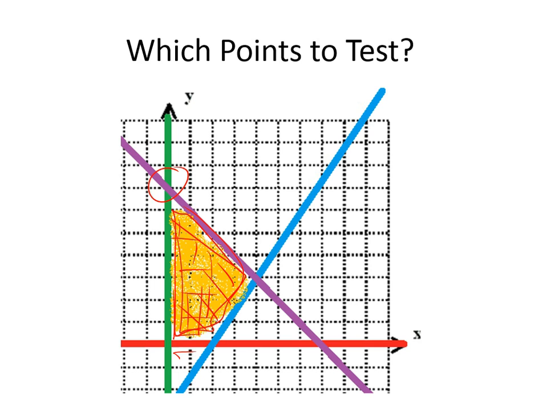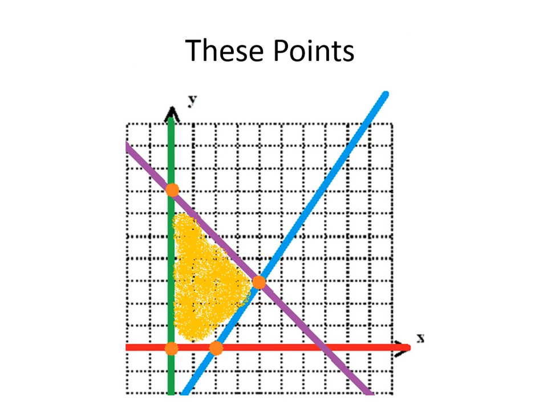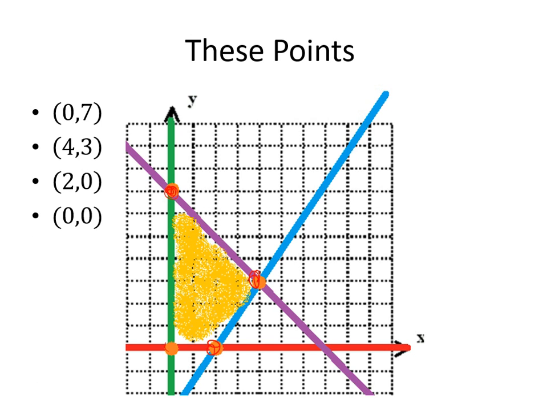Well, the points that you're going to check are the ones at the intersections. So those 4 points are the main points you want to look at to either maximize or minimize. So instead of checking every single point, you're just going to check the intersection points. As you see here, those 4 points are the ones you're going to check: 0, 7 up here, 4, 3, 2, 0, and 0, 0. Those are the intersections of each of the lines.